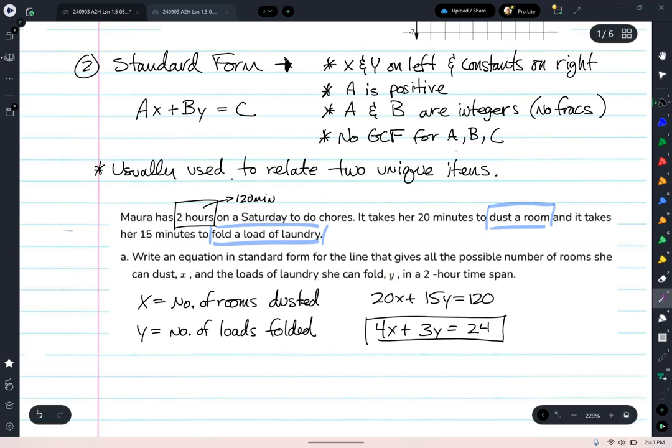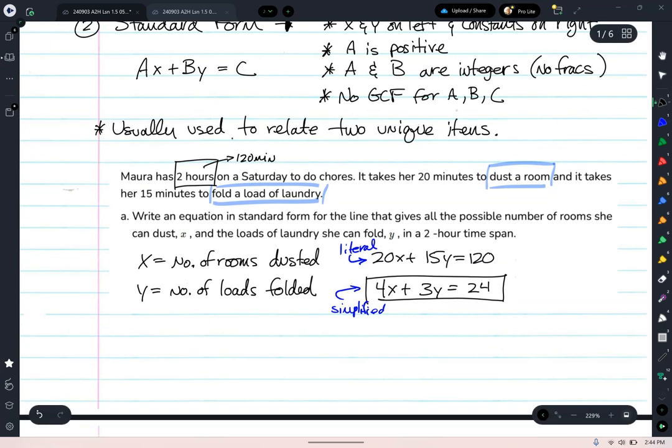Okay, so this would be the literal standard form right out of the problem. This would be the simplified standard form. In fact, we can write that down. We can say literal, that comes right out of the problem, and then simplified. And one of the things that we oftentimes do with this relating of these two items together is we ask questions. Let's ask this question.